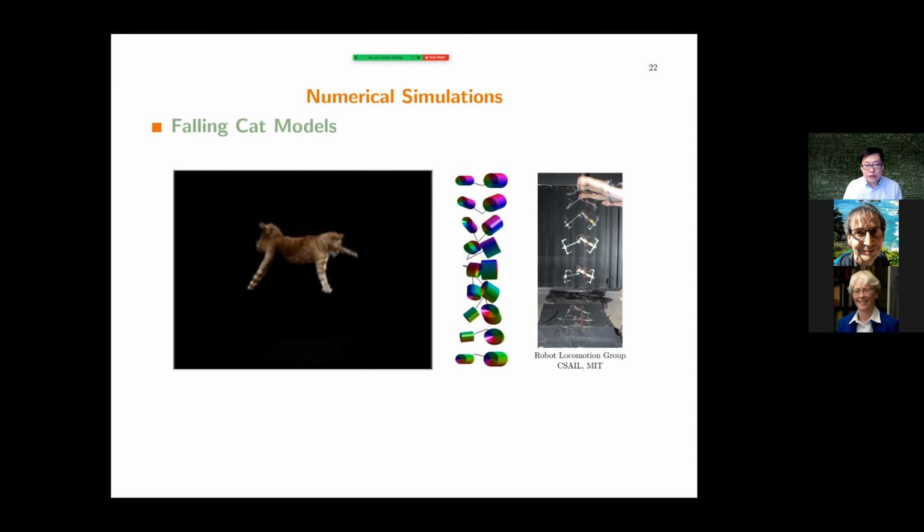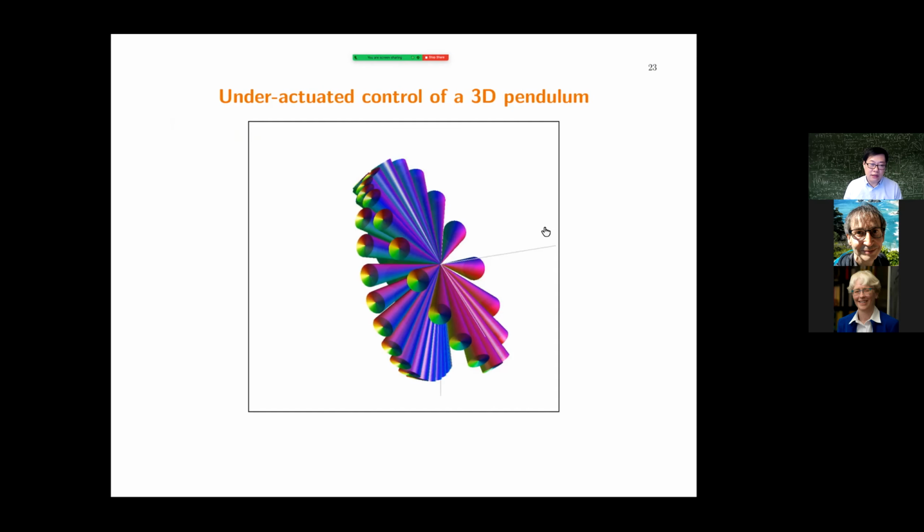Okay. So there are other examples of geometric phases, and they're closely related to this idea of underactuated control. So the falling cat is an example of an underactuated system because it has both rotational and translational dynamics, but you're not directly actuating the rotational part of it.